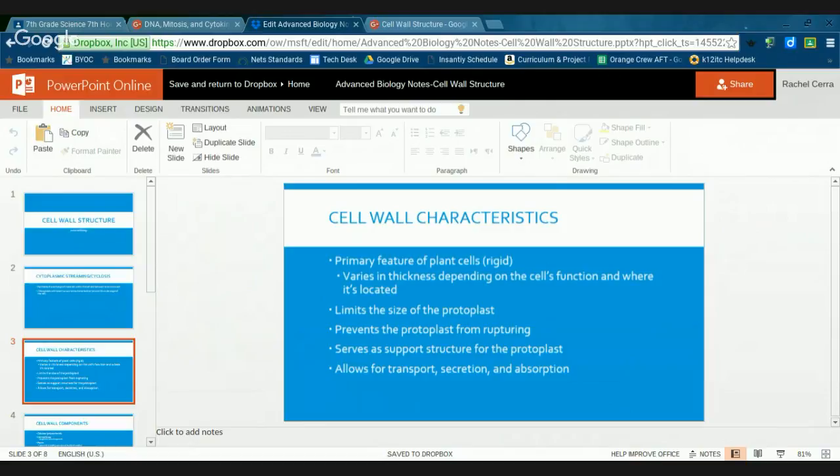At the very end, we'll talk a little more about this, but the cell wall does allow for some transportation, secretion of hormones or other chemicals, and it allows for some absorption. With some bacterial cells, I just thought of this, they will pick up certain dyes and pigments, and that is how they get classified. So, yeah, that's what the absorption of the cell wall is.